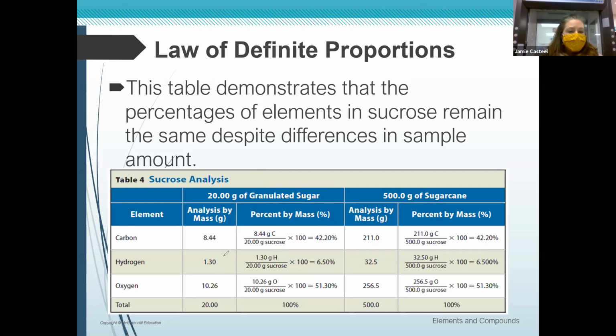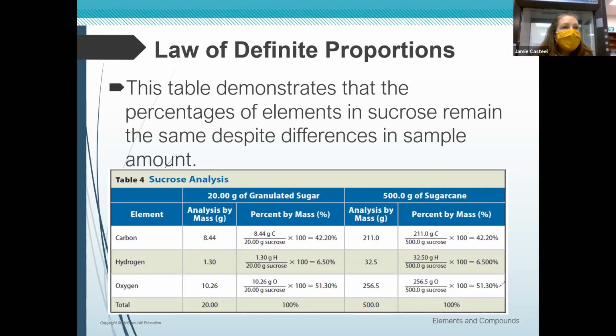Okay, don't use your calculator on the next one. Let's just look at the second row. For hydrogen, 1.3 grams out of 20 gives us what percentage? 1.3 divided by 20 times 100. What did it give me? Good. But the second time I had 32.5 grams out of 500. That's still 6.5, right? Last but not least, oxygen was 51.3% in both cases.